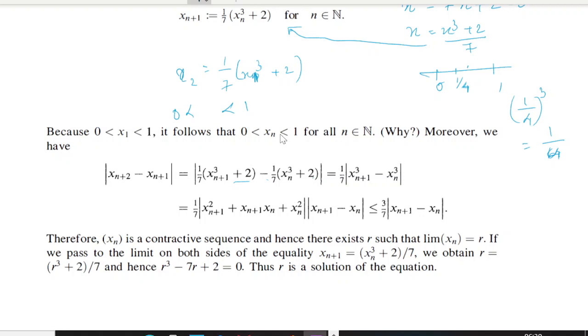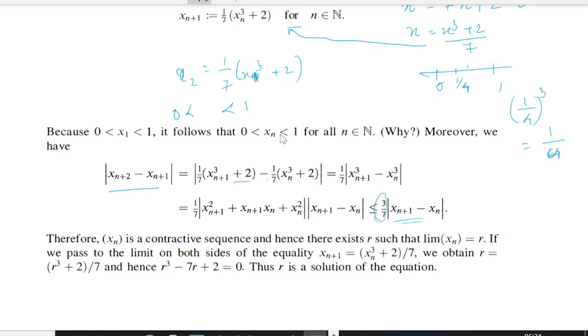The same way you will get this value, which is less than or equal to... You already know this is less than 1, right? So you can replace that here. We get this value as 3 by 7 into modulus of xn plus 1 minus xn. Therefore, this value is less than or equal to some c into this.